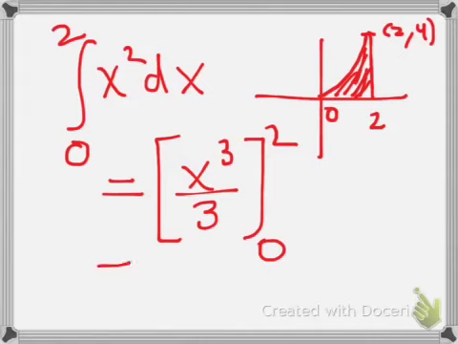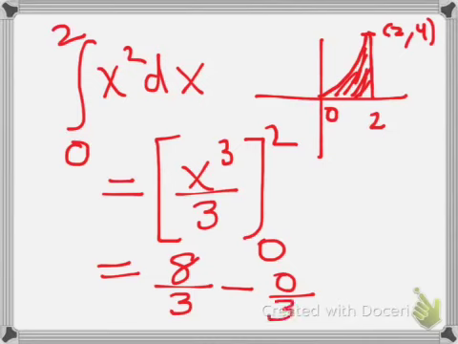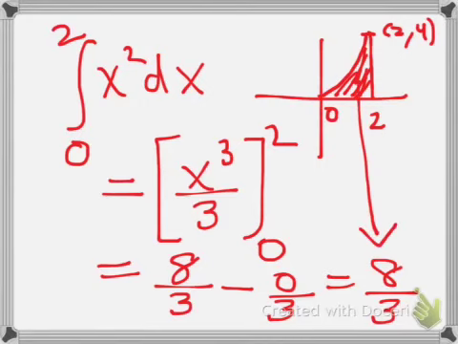Okay, so let's plug in the value 2 here. I get 2 cubed, which is 8, over 3, minus 0 cubed, which is 0, over 3, so it's nothing but 8/3. So the area for this part right here is nothing but 8/3. Okay, let's move on to the next example.